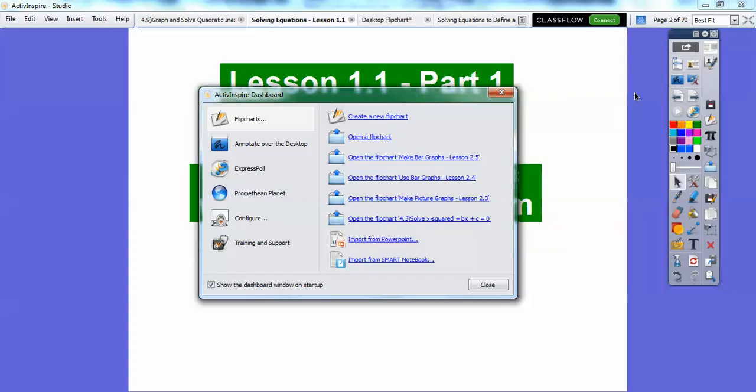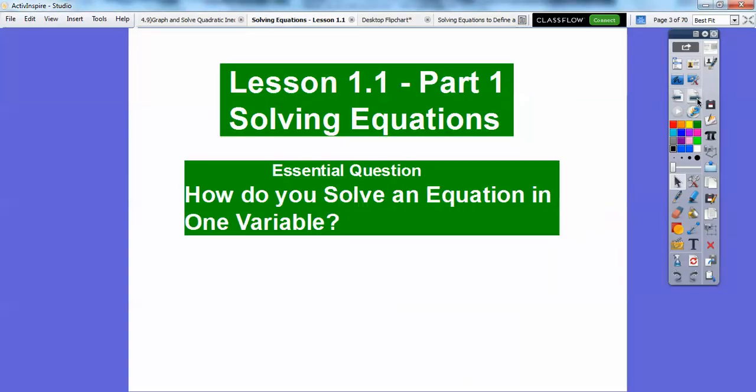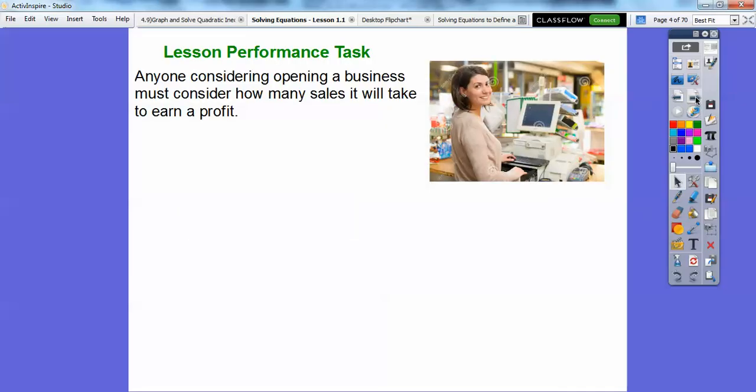So let's go ahead and get going with this here, you guys. It's kind of a fun lesson, I think. So our essential question is, how do we solve an equation in one variable? Okay, so when you're solving equations, we do order of operations backwards, you guys.